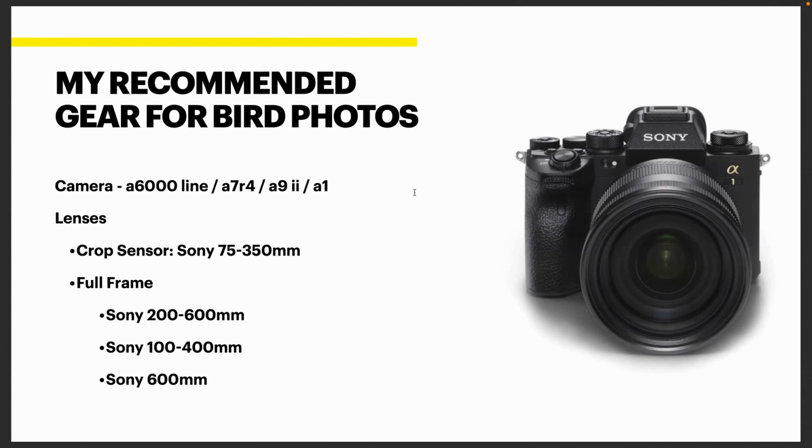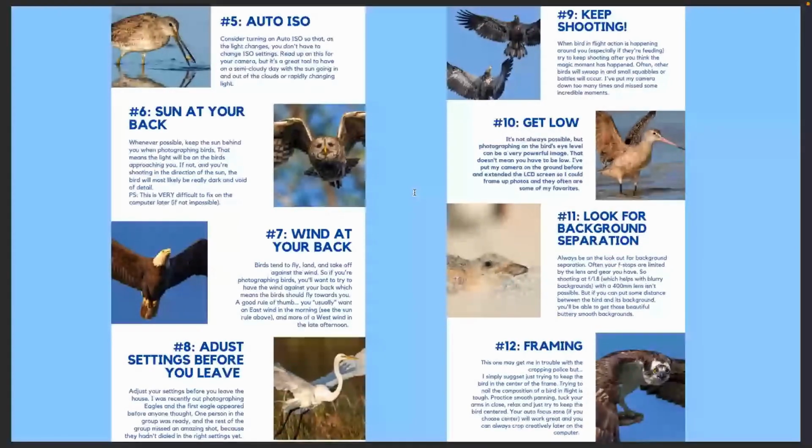All right, a couple of tips for you here. So auto ISO, talked about that a little bit before. Another tip to consider, if you look at number 6 and number 7 on the screen here, probably the two biggest things if you're out and about, past a backyard bird situation, or you're thinking of going somewhere to photograph birds: sun at your back, wind at your back.